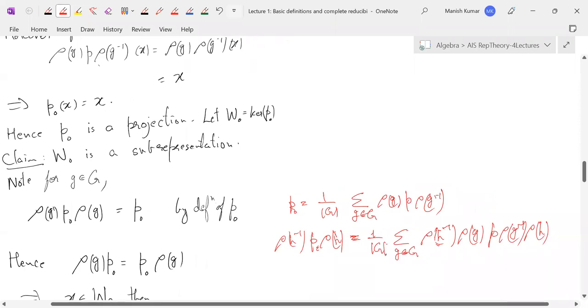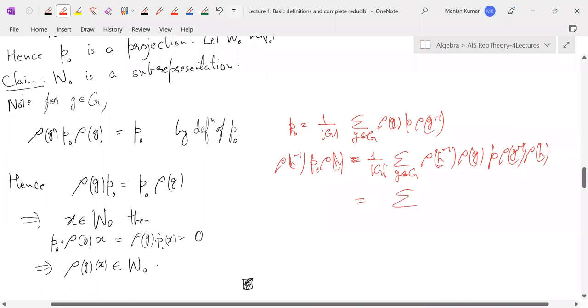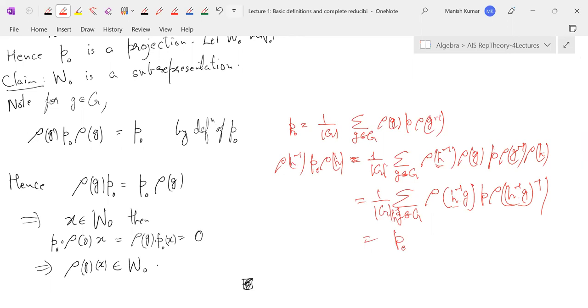So now if you think about it, rho is a group homomorphism. So you can write this as rho of h inverse g, P, rho of h inverse g whole inverse. Because it's g inverse h, that is the same as h inverse g whole inverse. And this sum is over all g in G, and you have 1 over order of G. But you sum over all h inverse g as well. So I can put an h inverse here, and that's also okay. So this is the same as P0. So that gives you this identity. Any other questions or comments?